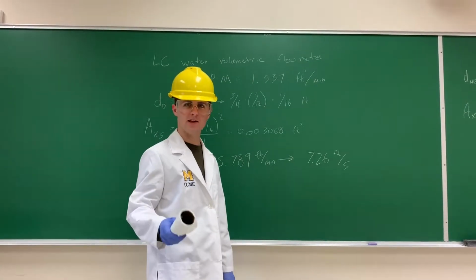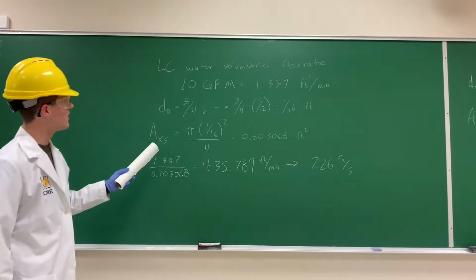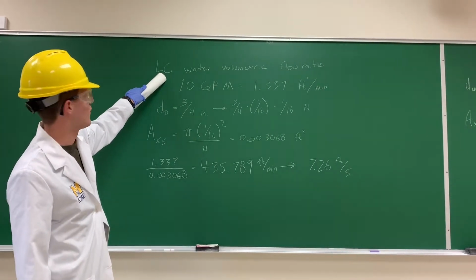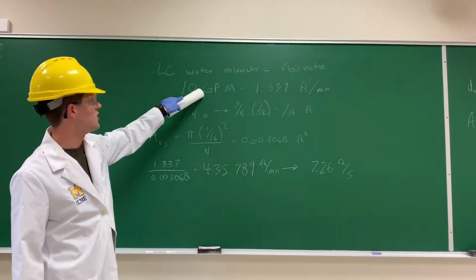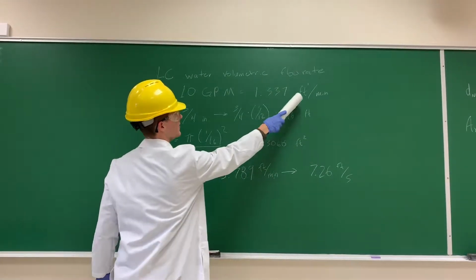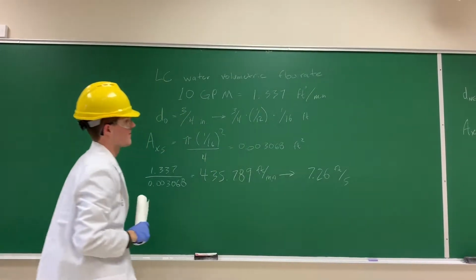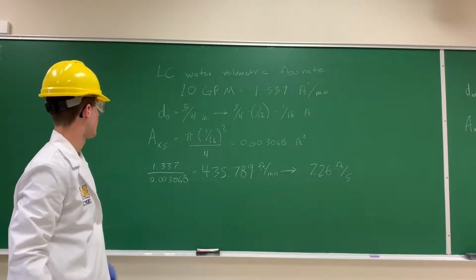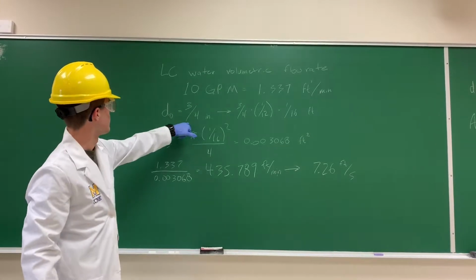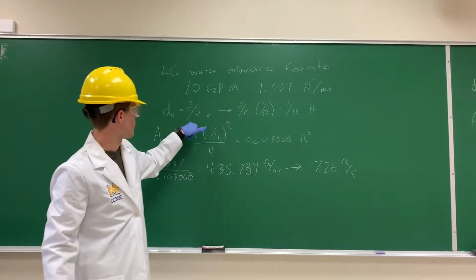All right, let me explain. So, we know, due to some research we've done, that the volumetric flow of water is going to come out about 10 GPM. If we convert that over to feet cubed, we'll get 1.337 feet cubed per minute coming out of our water hose. Right now, we're using a 3/4 inch hose, so we have that written here.